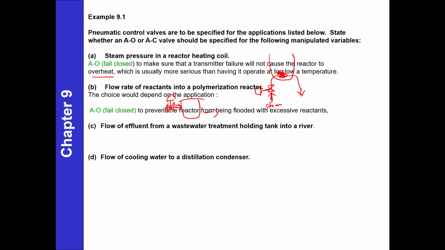Flow of effluent from the wastewater treatment holding tank into a river. Should it be fail close or fail open? It should be fail close also, because we want to prevent any untreated waste from flowing out. Okay, fail close.